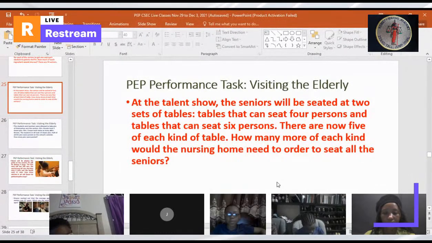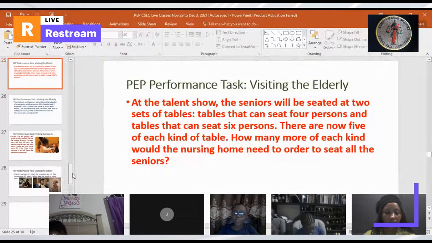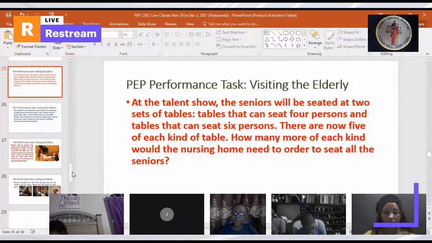Prep performance task, visiting the elderly. At the talent show, the seniors will be seated at two sets of tables that can seat 4 persons and tables that can seat 6 persons. There are now 5 of each kind of table. How many more of each kind would the nursing home need to order to seat all the seniors?